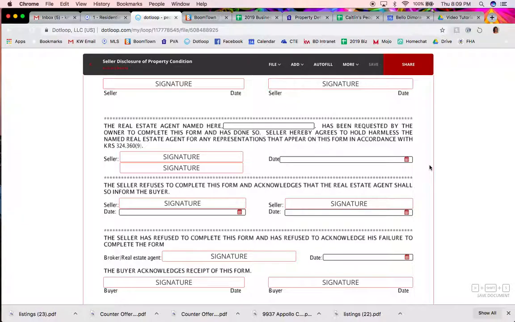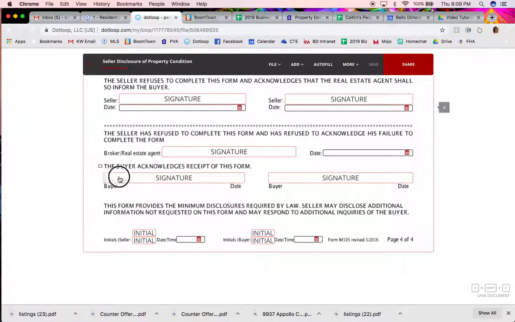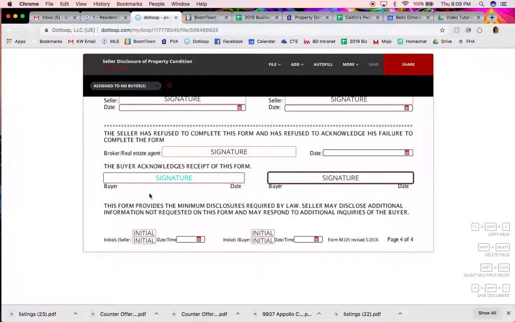So if a seller asks you to fill out a seller disclosure form, kindly decline and say that they need to fill it out themselves, or if they are unwilling to fill this form out, then they will sign down here below where it says the seller has refused to complete this form and refused to acknowledge his failure to complete this form, or a seller has refused to complete this form and acknowledge that the real estate agent shall so inform the buyer. So they will sign either one of these blocks if they don't wish to fill out the disclosure form. Right here at the very bottom, the buyer is acknowledging that they have seen and received this form, and then everybody initials once again on page 4.